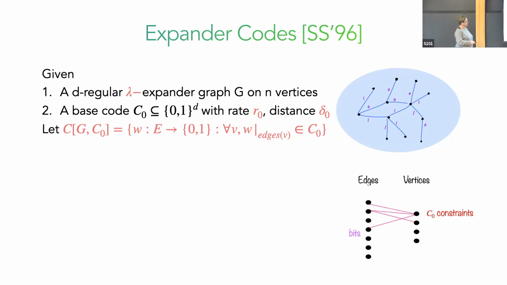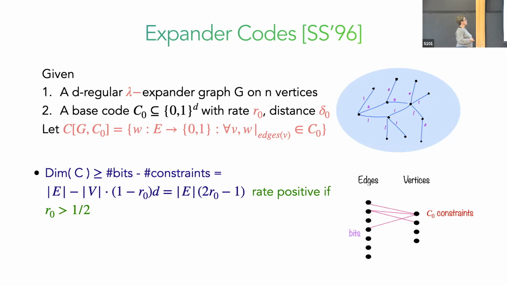A different way to describe it is by using this factor graph notation. You put a vertex here for every edge in G, and a vertex here for every vertex in G. Then this vertex checks that its neighbors are in C0. So this is exactly like in the Tanner presentation.